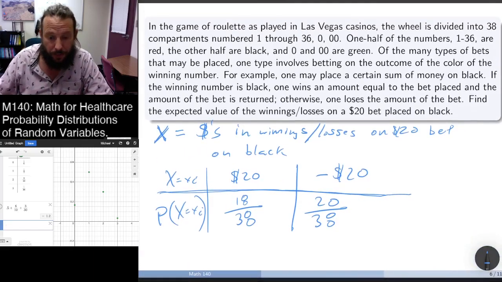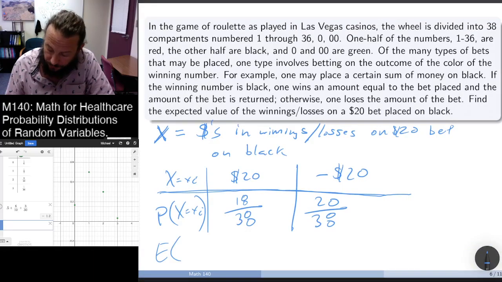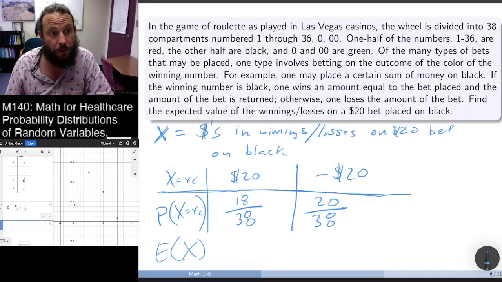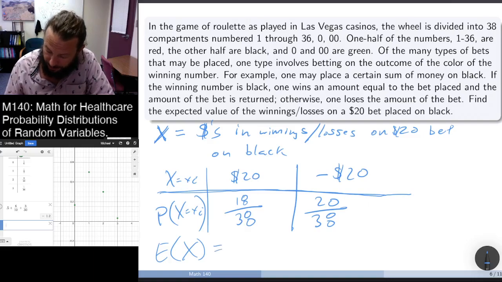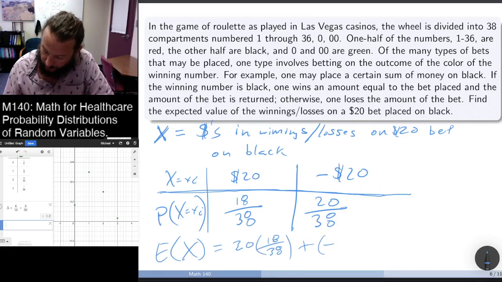Now we've got to find the expected value. All right? Hopefully, try to hit pause. Try and do this on your own. You got it. All right? This is going to be 20 times 18 over 38 plus negative 20 times 20 over 38.